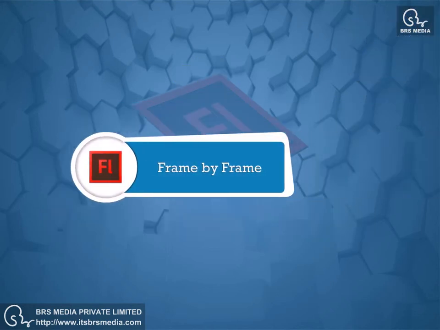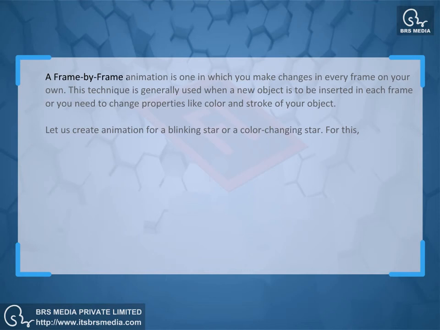Frame by frame. A frame-by-frame animation is one in which you make changes in every frame on your own. This technique is generally used when a new object is to be inserted in each frame or you need to change properties like color and stroke of your object. Let us create animation for a blinking star or a color-changing star.